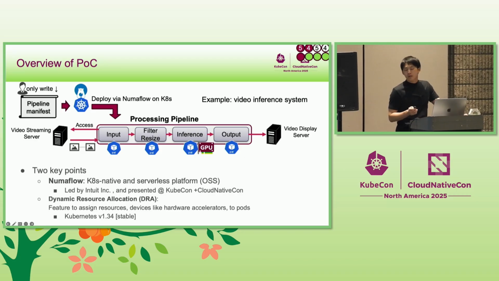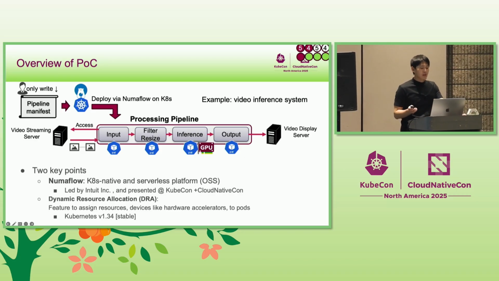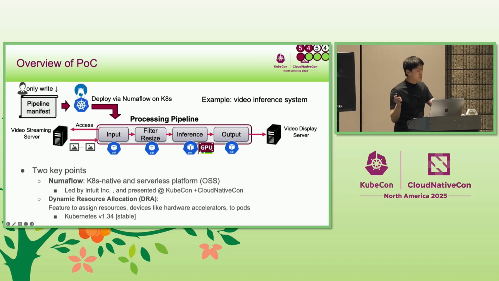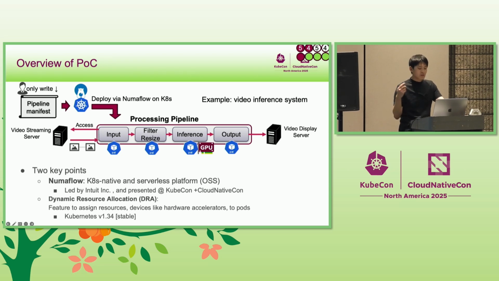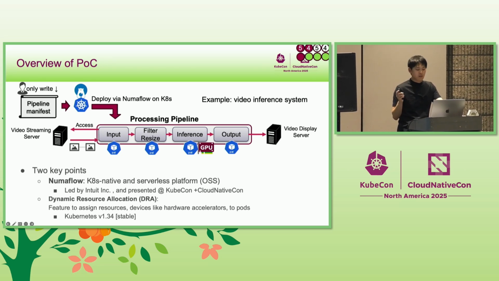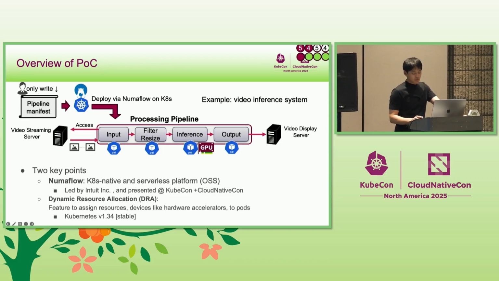In this pipeline, the input component accesses an external video streaming server and receives a video stream. Each frame is processed by the filter size and the inference component. Finally, the processed frames are sent to an external video display server. This pipeline has two key points.